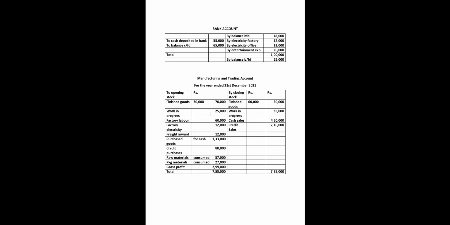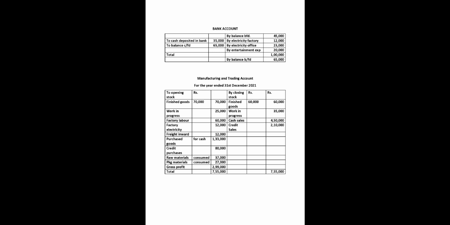Now, with these details having been found out, we prepare the manufacturing and trading account and profit and loss account. The opening stock and closing stock of finished goods have been taken as they are. The opening stock and closing stock of work in progress also have been taken as they are. And then raw materials consumed has been worked out by taking the opening balance of raw materials plus raw materials purchased minus closing stock of raw materials. Similarly, packing materials consumed has been worked out by taking the opening stock of packing materials plus packing materials purchased minus closing stock of packing materials. That gives us packing materials consumed.